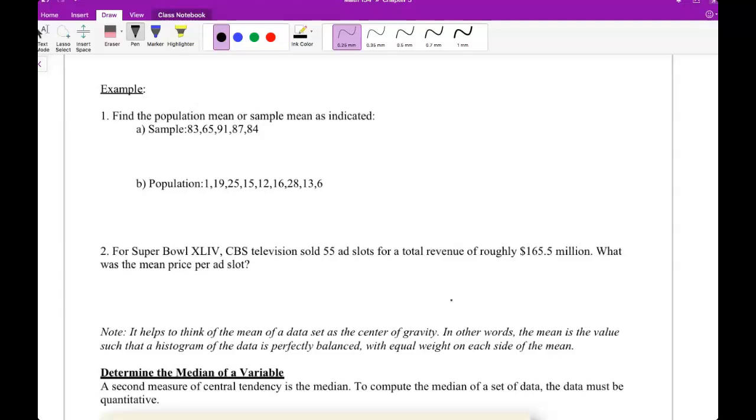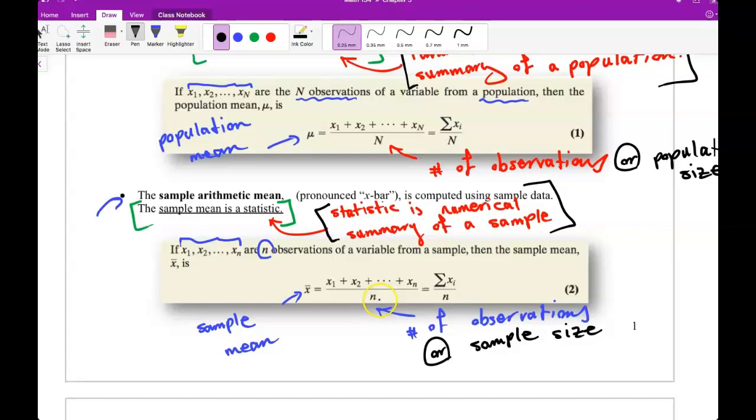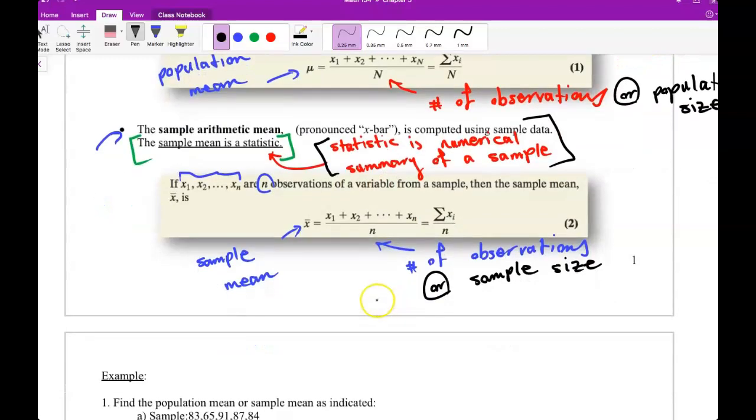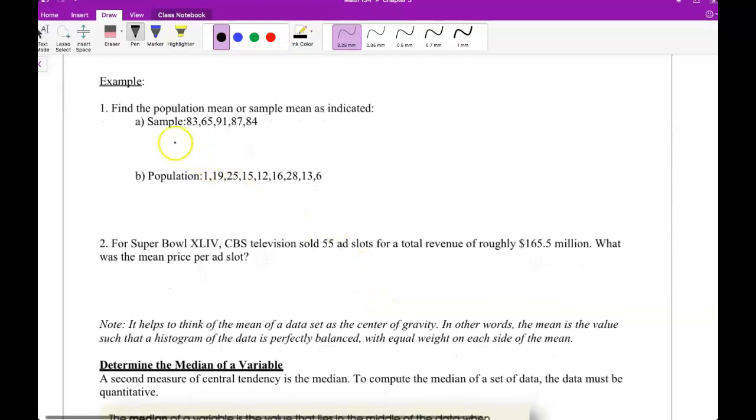Next page, example number 1: find the population mean or sample mean. Here I'm not going to use a calculator or anything else, only these two: adding all the data and dividing by the number of observations. Here we have a sample in part A, and part B is a population.